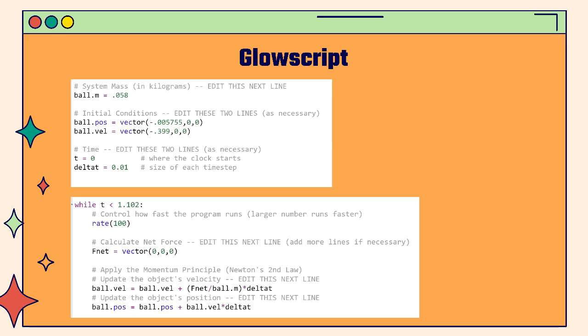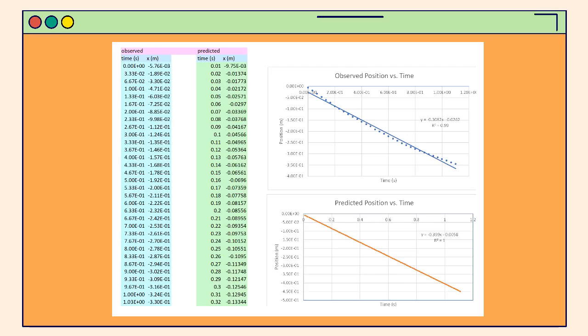And then the second set of code shows the iterative process in motion with a while loop. Each 0.01 seconds, the ball velocity and position are updated and then recorded with the assignment statements. And then here's my data with the observed and predicted time and position separated to the left. Not all of my predicted data is shown, but it's illustrated on the orange graph.